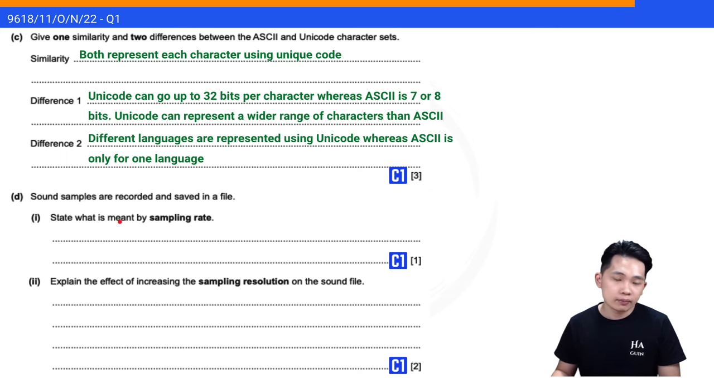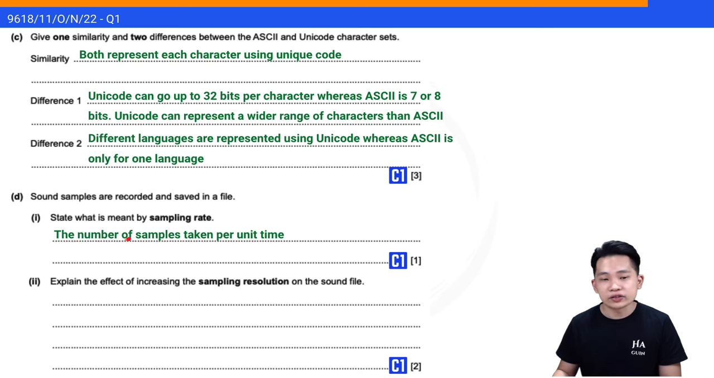State what is meant by sampling rate. So for sampling rate, it's just a definition. So the definition would be the number of samples taken per unit time. Explain the effect of increasing the sampling resolution on the sound file.